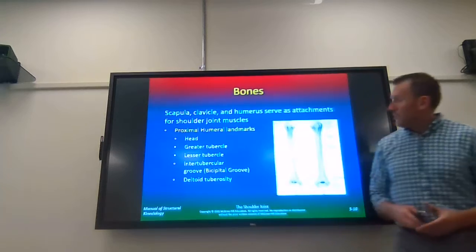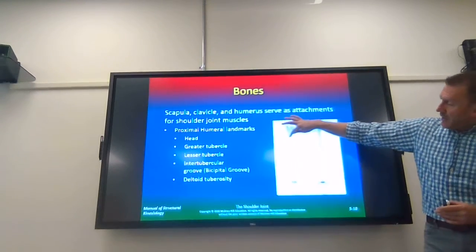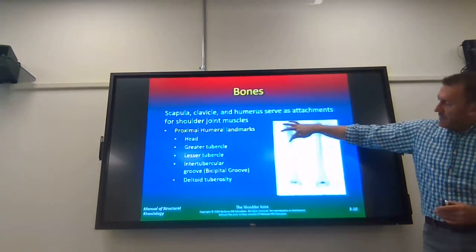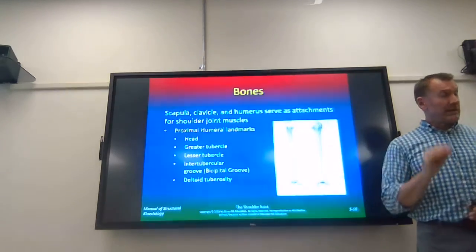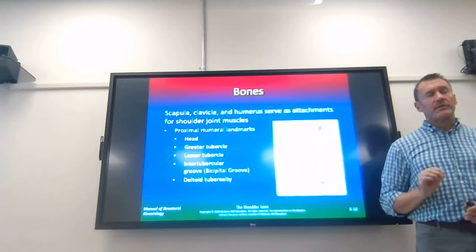And then deltoid tuberosity is this prominence about a third of the way down the diaphysis of the humerus right here. So that's the insertion for all 3 parts of the deltoid.